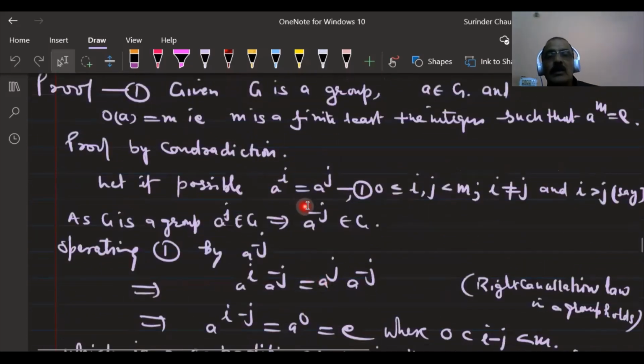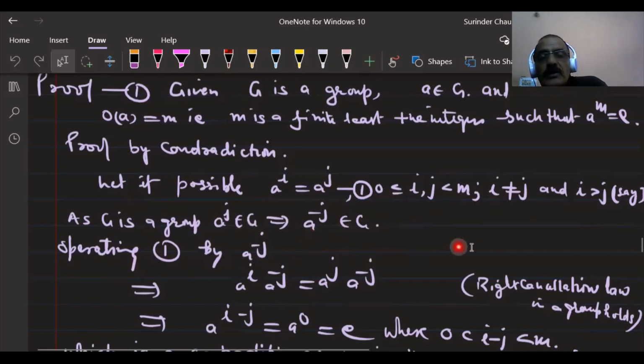Equal means a^i is equal to a^j, for 0 ≤ i < m and 0 ≤ j < m, i not equal to j. Then without loss of generality we can assume that i is greater than j. As G is a group, a^j belongs to G, and a^(-j) belongs to G.